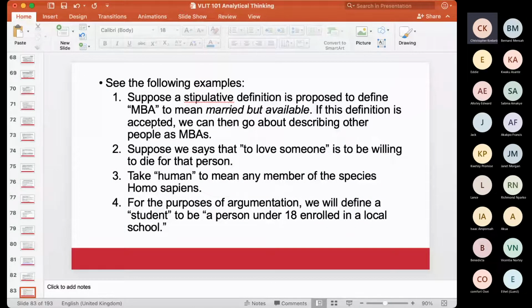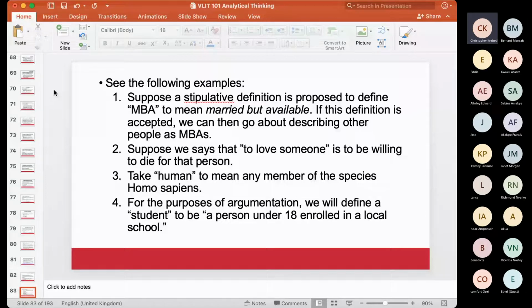Let's look at a few examples showing that. So let's say, for instance, are we supposed to give a new meaning to the word MBA? We know MBA popularly stands for Masters of Business Administration. But now we define MBA to mean married but available. For those who are married but they are still available to go on with other men or with other women. Then what we are doing is what? Stipulative. So if this definition is accepted, then we can go about describing other people as MBAs.